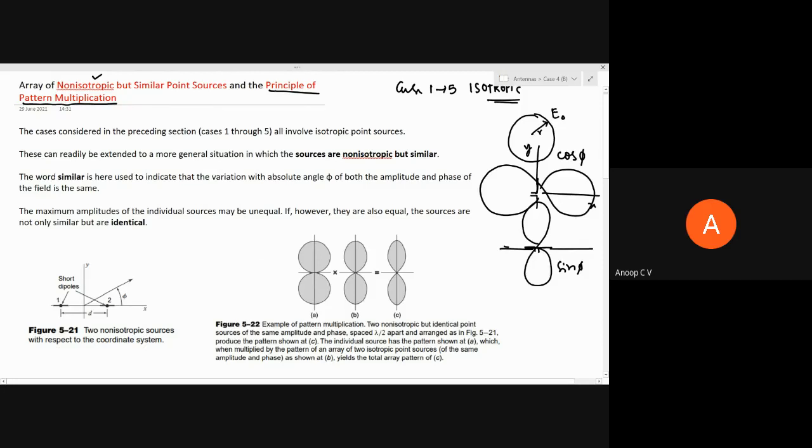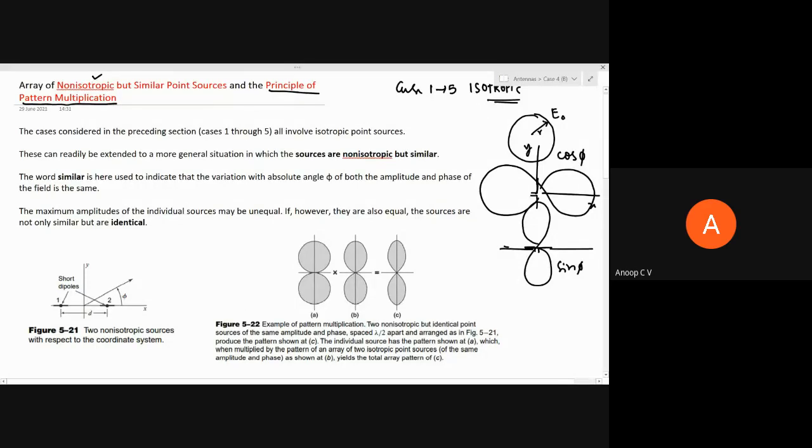Through an example we'll deal with this case, and it will lead to the principle of pattern multiplication. This is very, very important as far as your university exam and your internal test are concerned. There was hardly any question paper without this question. Either they ask you to explain the principle of pattern multiplication, or to illustrate it with an example, or else they may ask a problem for sure. So I hope you understood the reference.